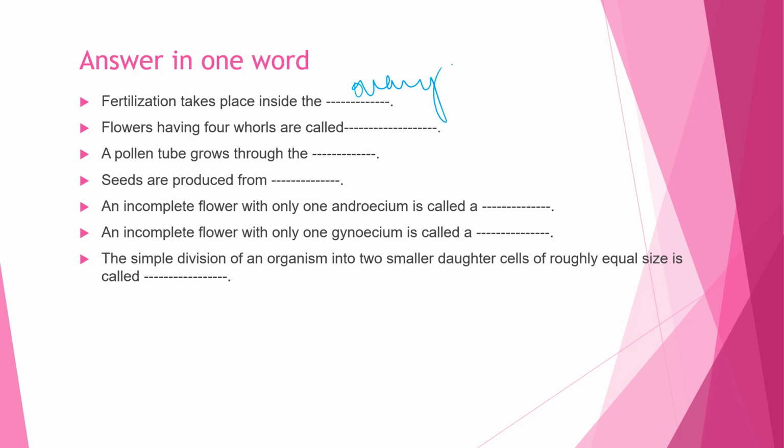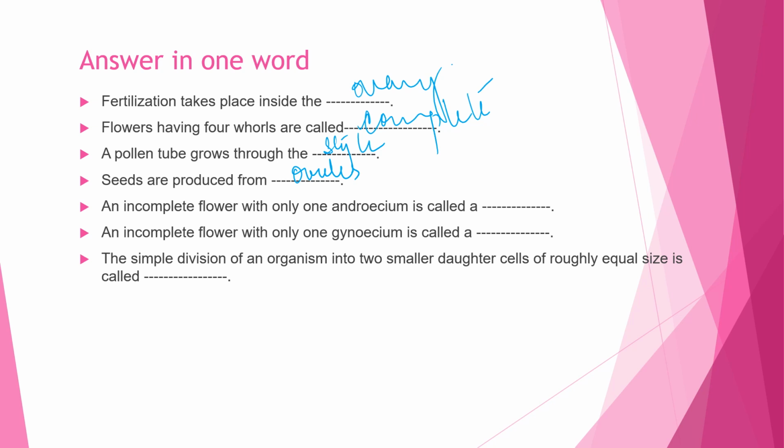These are the answers to the questions. A flower having all 4 whorls is called a complete flower, that is, a flower having both the male and the female reproductive organs. Through what is the pollen tube growing? It is growing through the style. Seeds are produced from the ovules.